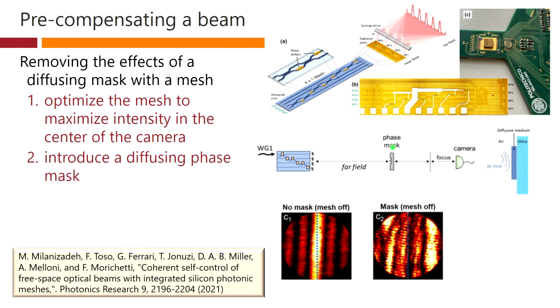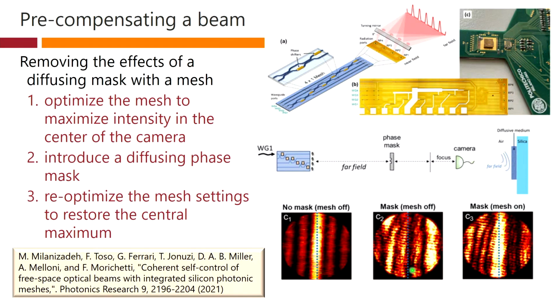Then we introduce a diffusing mask. So in this case, it's a diffusing medium here on a silica substrate, and that's introduced into the middle of this path. And you can see that as a result, the pattern on the camera is now quite changed. In particular, there is not a bright line in the middle of the camera field. Then we re-optimize the settings in the mesh, again to maximize the signal in the middle of the camera, and sure enough, here it is. So the mesh is now pre-compensating for the distortions introduced by this phase mask in the middle, or as shown larger over here.